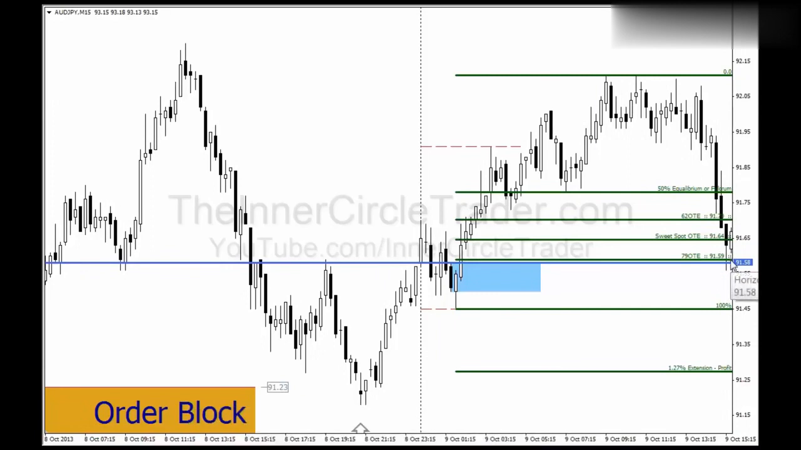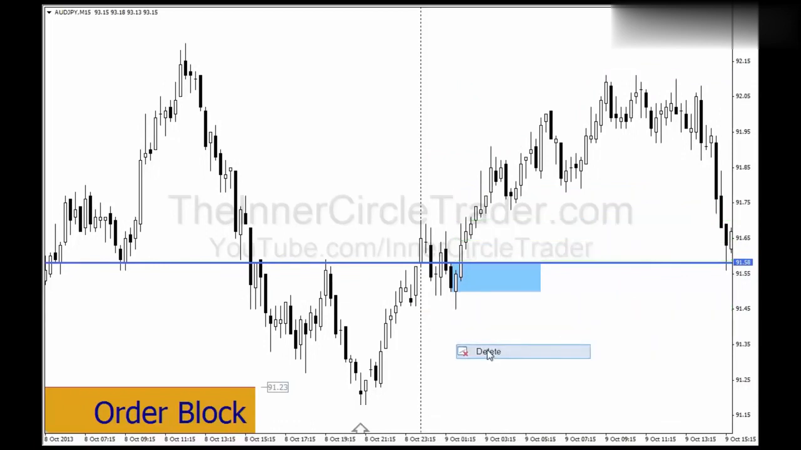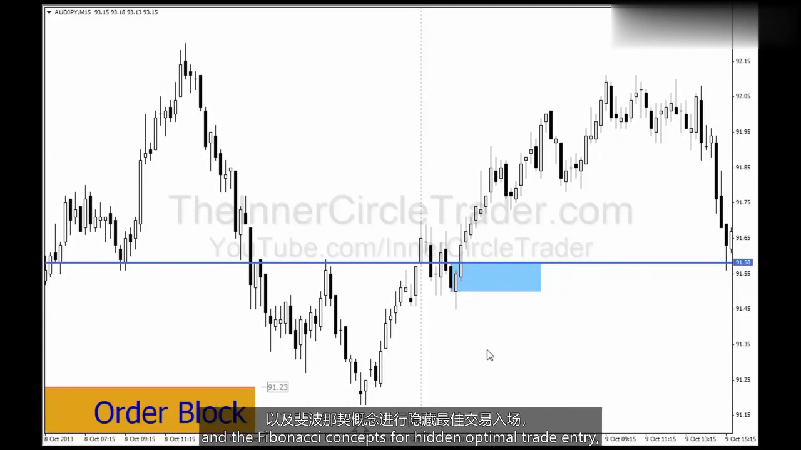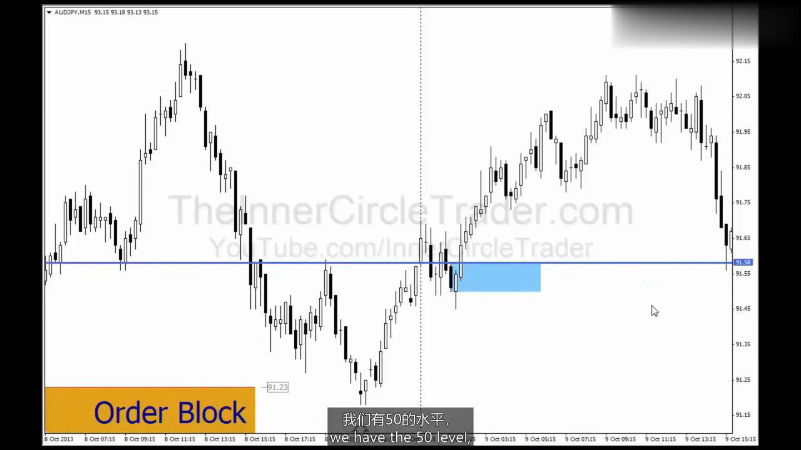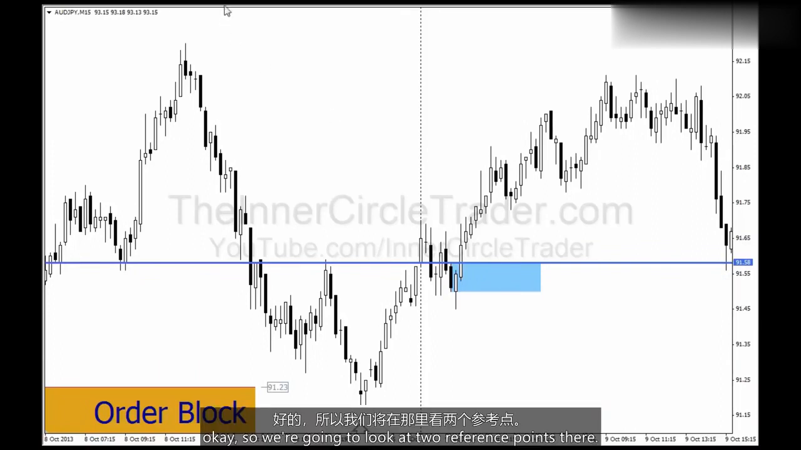But let's reference, let's get that off, we don't need it. Let's reference our previous example, where we used the support and resistance idea and Fibonacci concepts for hidden optimal trade entry. So we have price rallying up here, and we have the 50 level, which is down here, and we have what institutional level below that? The 20. So we're going to look at 2 reference points there.